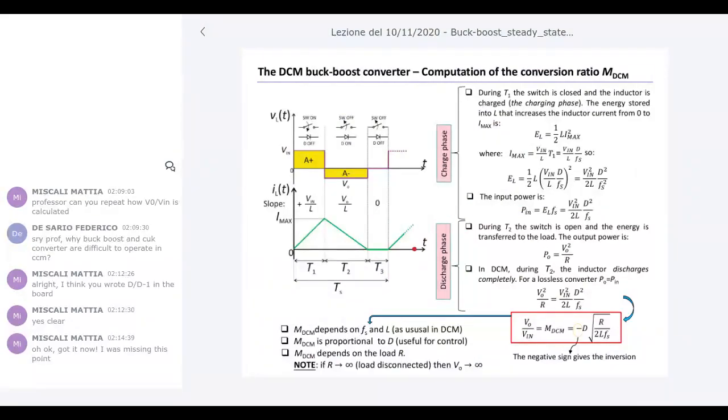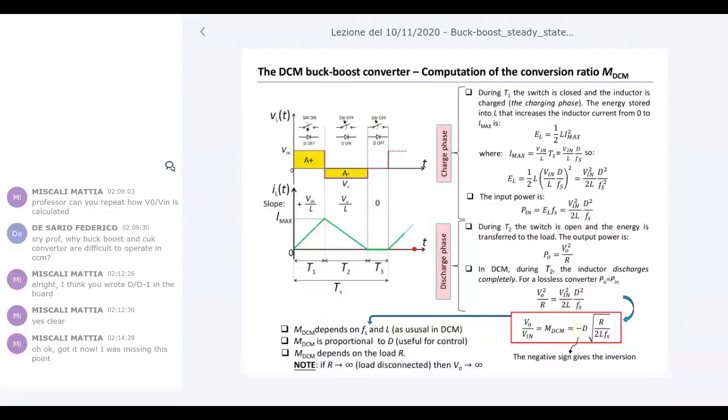So what happens in the DCM? I increase the output load, and when I increase the output load, the current reduces. Specifically, the ripple remains the same because there is no connection between the ripple and the output resistance, but it's the average value of the inductor current that reduces. The same reasoning that we already had for the other configurations.